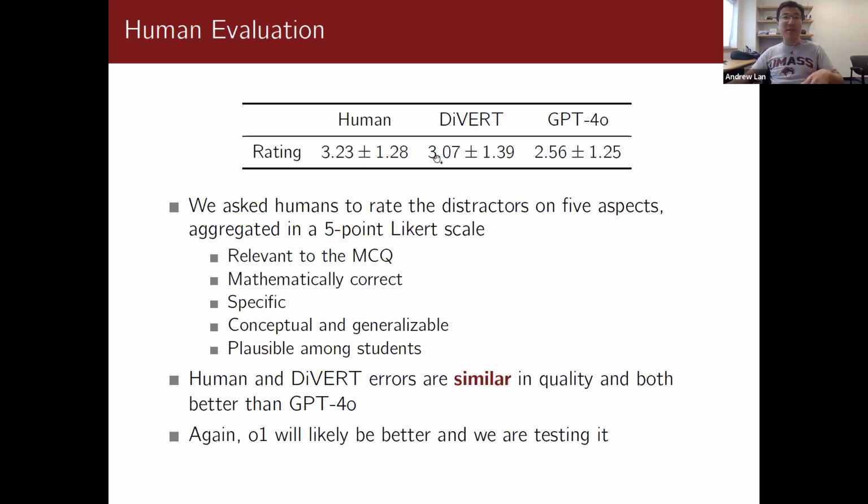What we found is that humans and DiVERT work similarly to each other. Humans work a little bit better, but this difference is not statistically significant. But both of them are statistically significantly better than the errors spit out by GPT-4o. This is not too hard to understand. It's kind of easy to anticipate, because both of these methods have taken into account the insights that went into the complicated process of actually building high quality multiple choice question distractors. So we're essentially trying to pick up on that.